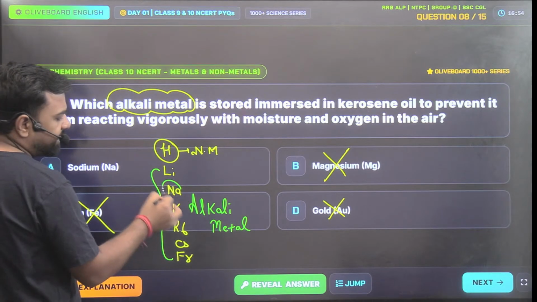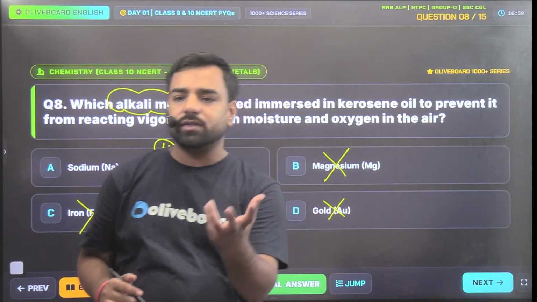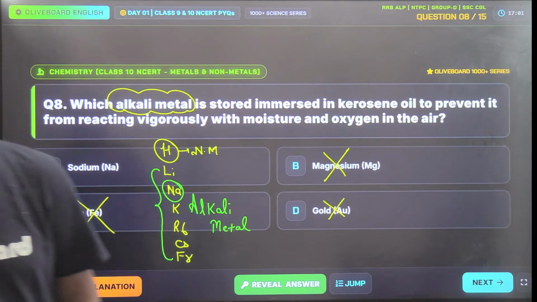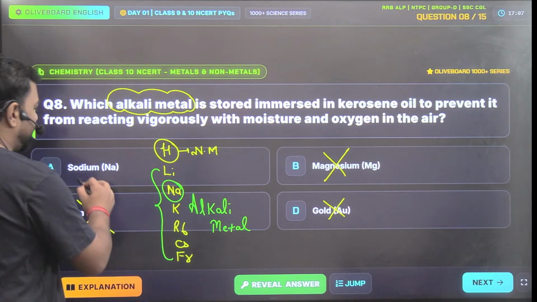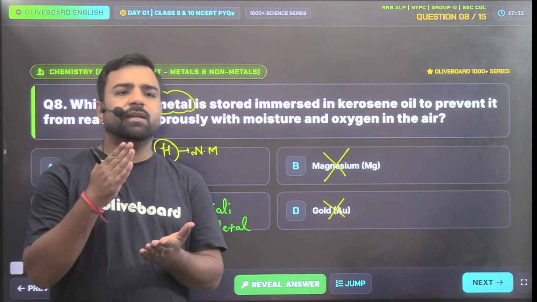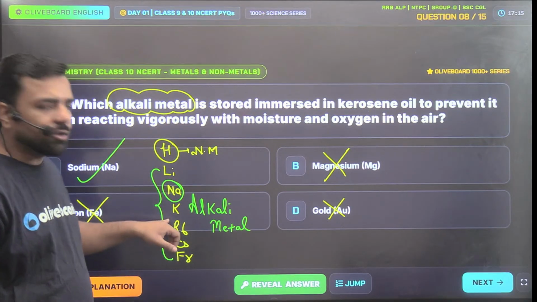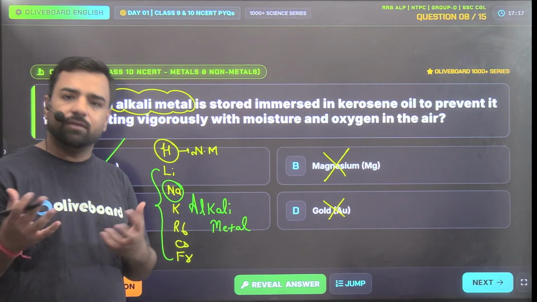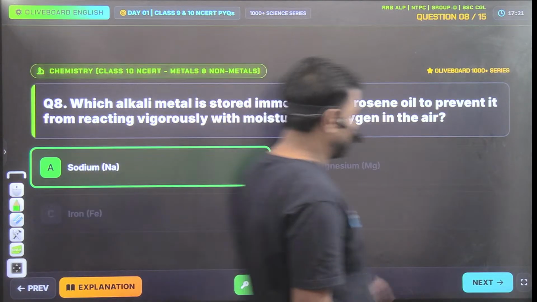So sodium is actually kept in kerosene oil because it reacts with water as well and it explodes, right? So here, Ankita and Natasha, both of you are correct. So here the correct answer is going to be sodium. So it's not only about the sodium, it's another nature. Sodium can be cut with a knife just like butter. But it's not only about sodium, other metals are also reactive. Potassium is also highly reactive. But yes, in this case, sodium is the correct answer. So A will be the correct one.